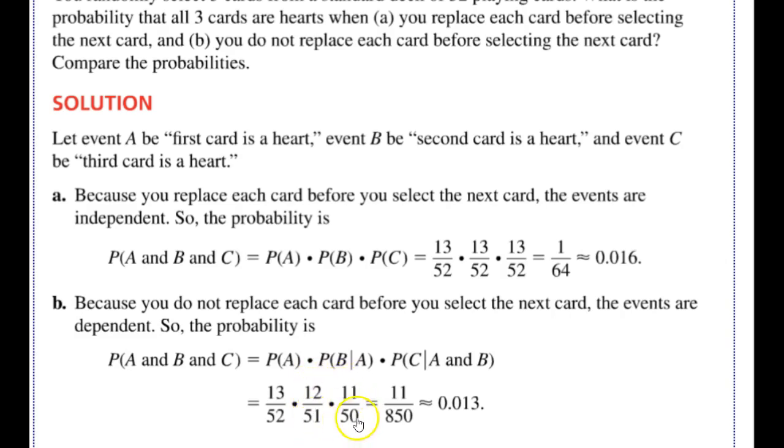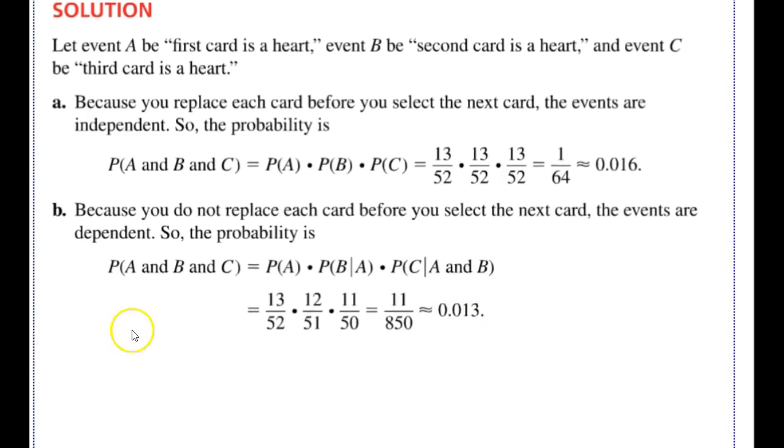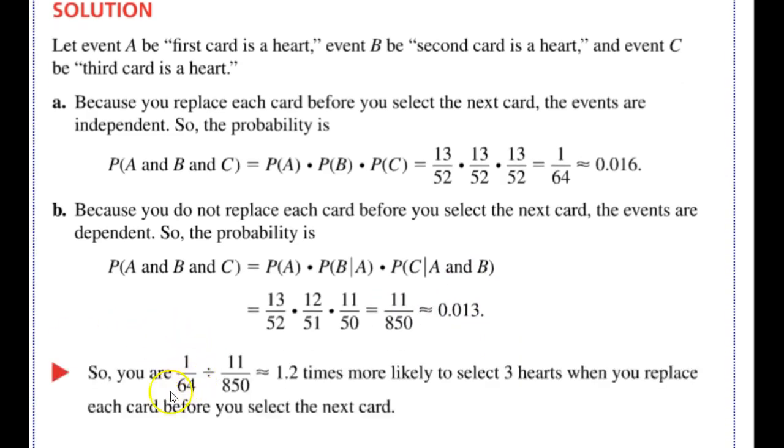Then my third probability is, well, I've taken out 2 cards, so I only have 50 left, and I've taken out 2 hearts, so I only have 11 hearts left. Now I can multiply my probabilities and I end up with 0.013. So now I have to compare my probabilities. I just divide my 1 over 64 by my 11 over 850.